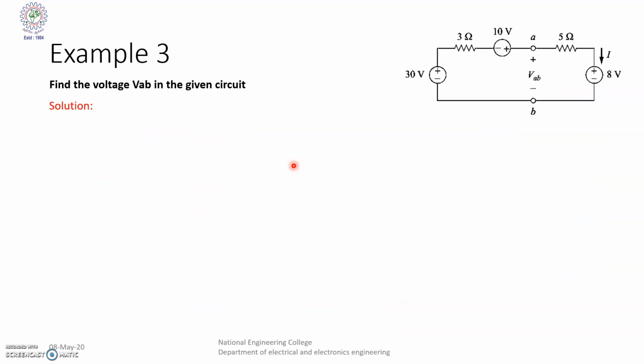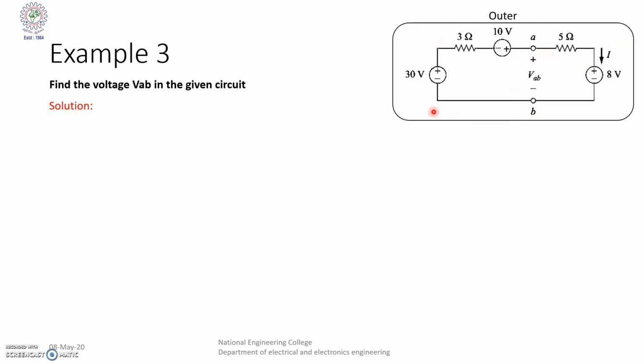In this circuit, find the voltage VAB. The unknown voltage VAB we have to find. For this, first we have to find the current I. If we know the value of current I, we can find VAB. For that, first we are taking the outer loop, the entire loop, and we are applying KVL.